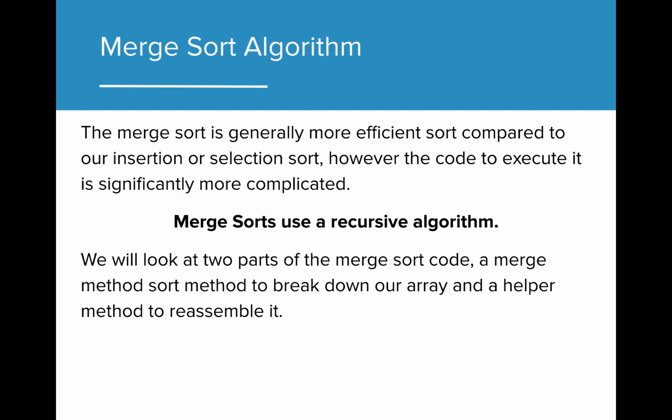The merge sort is generally more efficient than our insertion sort or selection sort, and its performance is independent of the initial state of our array. In other words, a random array and a nearly sorted array perform at the same speed. The downside to the merge sort is that the implementation uses a fairly complex recursive algorithm. The implementation usually involves two methods, the merge sort method to break down our array and a helper method to reassemble it in the correct order.